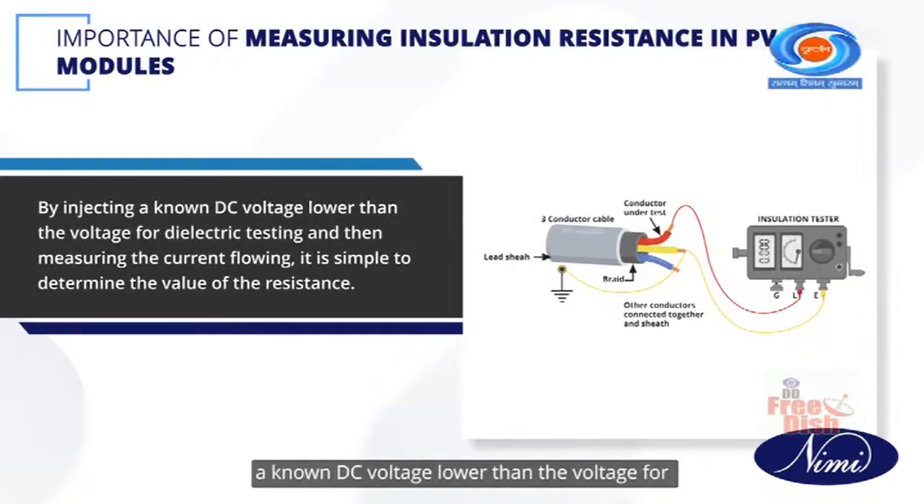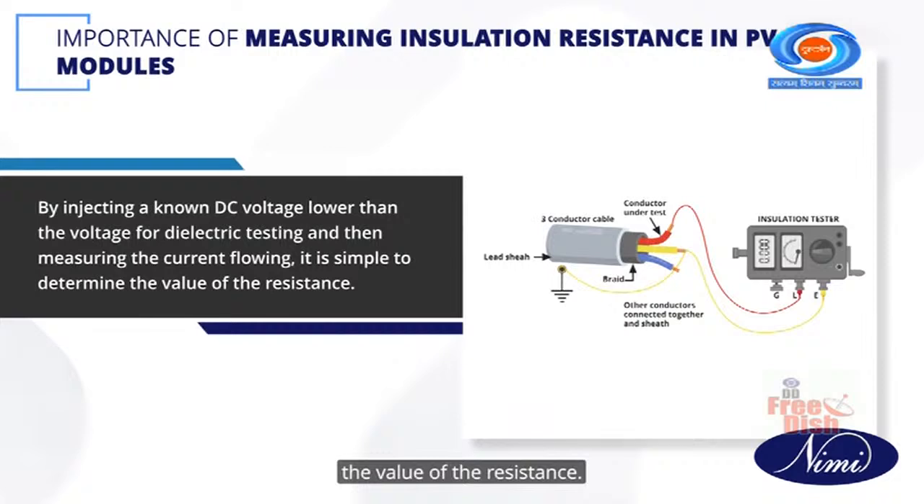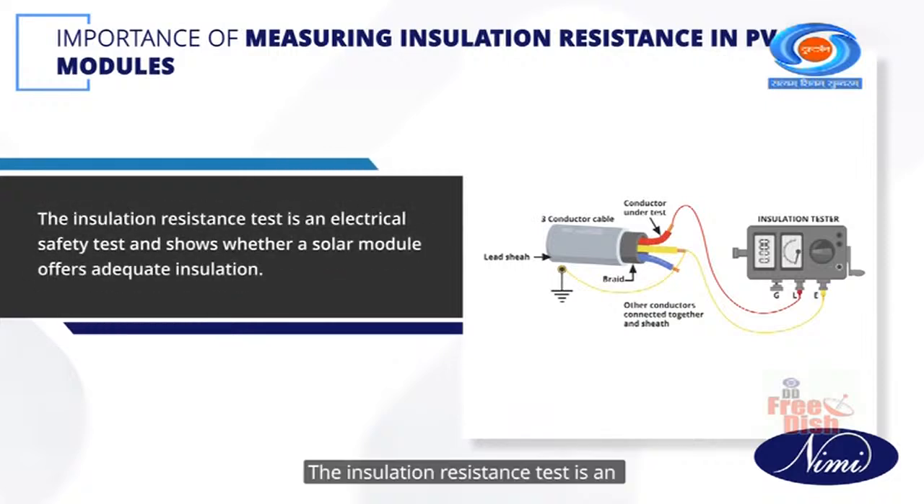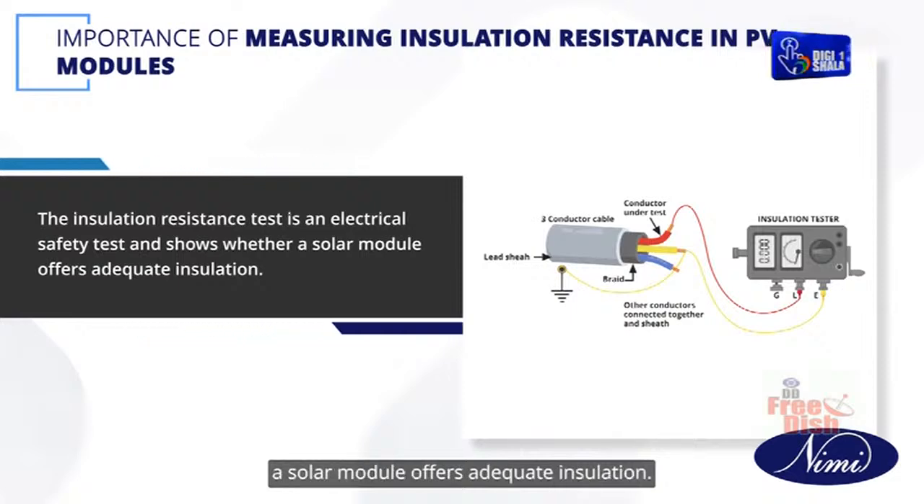By injecting a known DC voltage lower than the voltage for dielectric testing and then measuring the current flowing, it is simple to determine the value of the resistance. The insulation resistance test is an electrical safety test and shows whether a solar module offers adequate insulation.